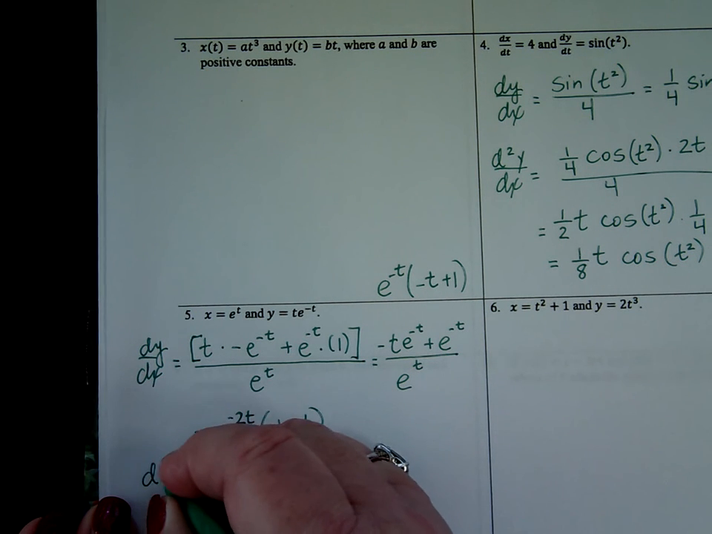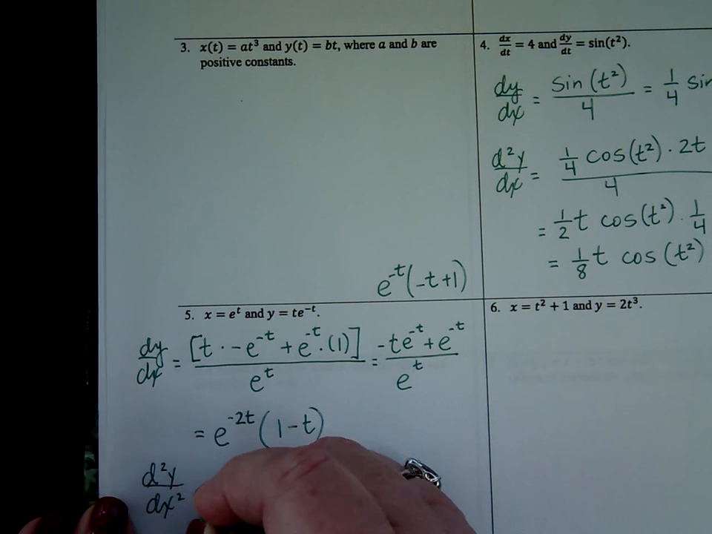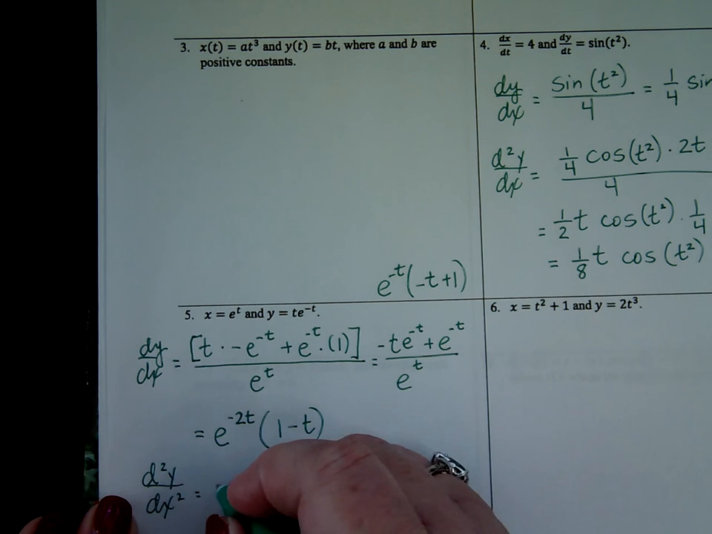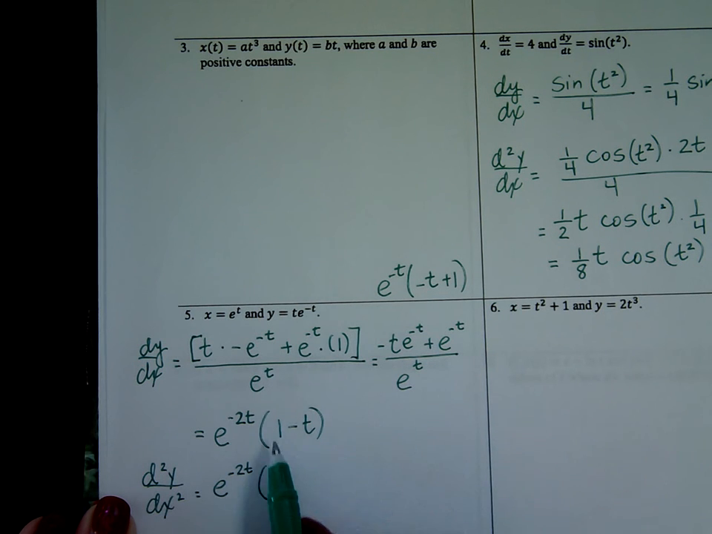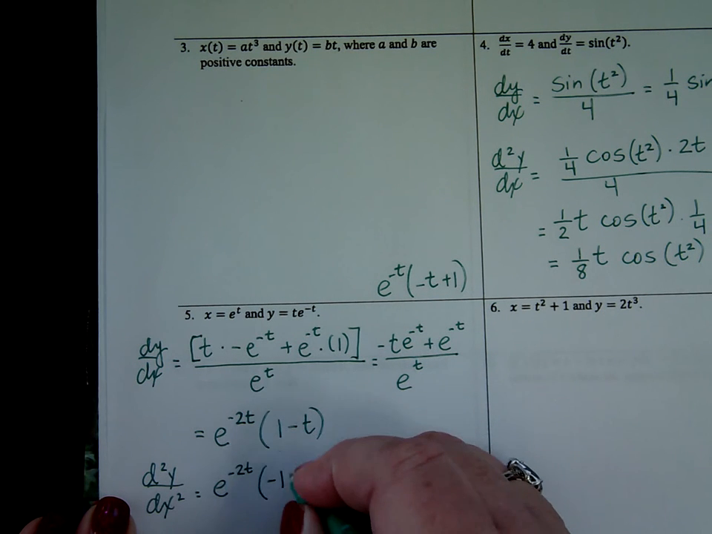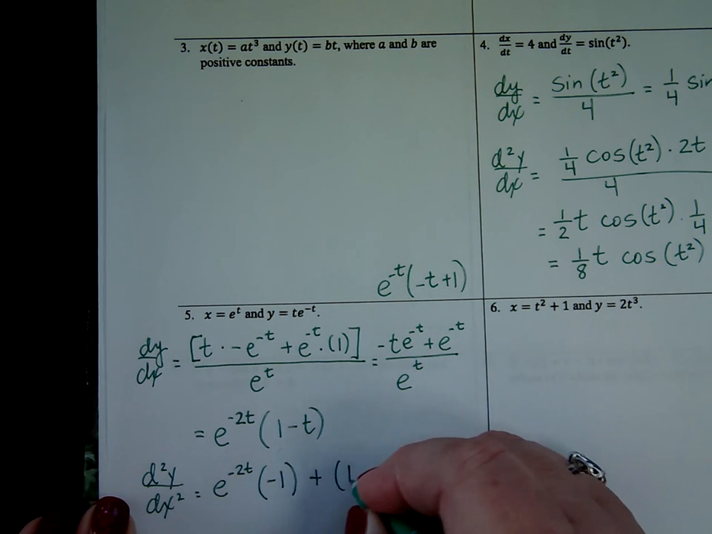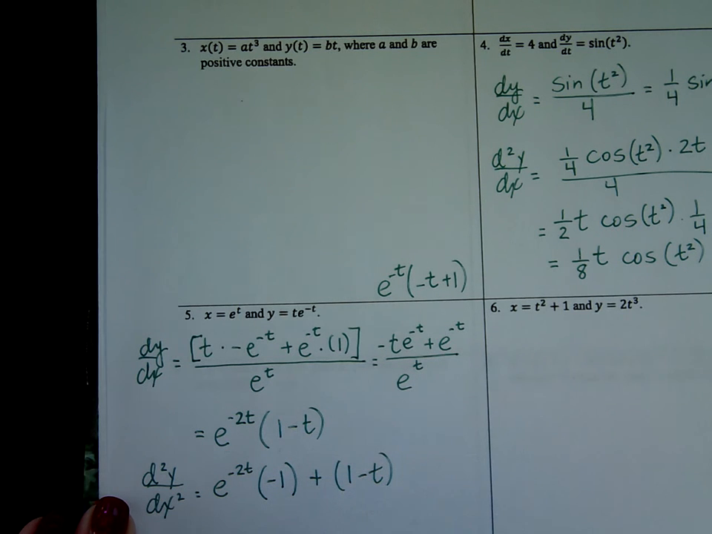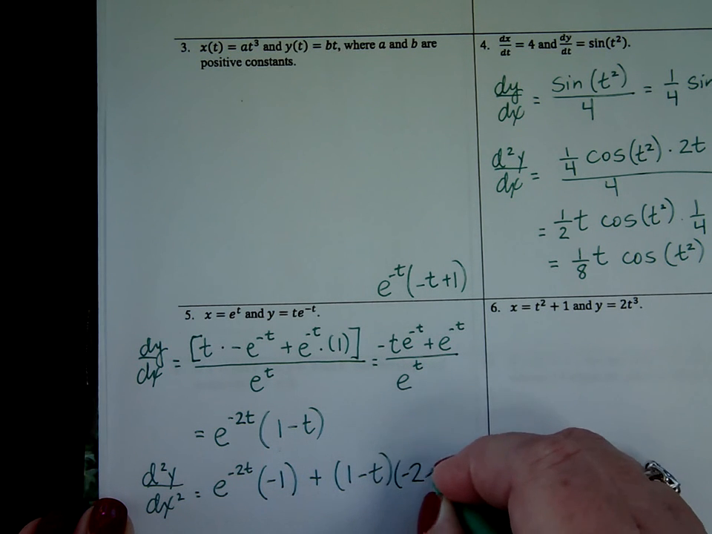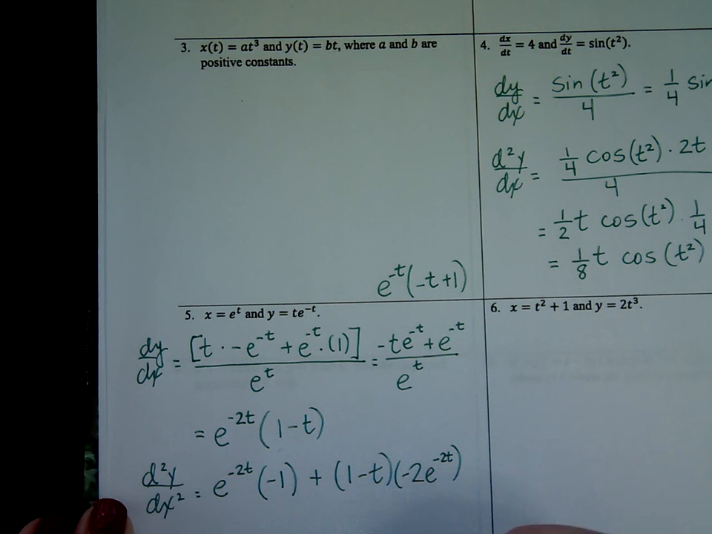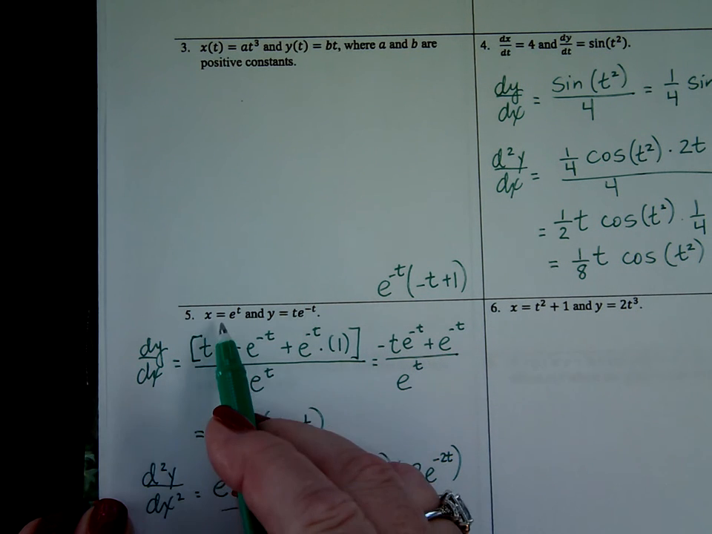d squared y over dx squared. All right, so first, e to the negative 2t times the derivative of the second. Well, the derivative in here is a negative 1, plus the second, 1 minus t, times the derivative of the first. Derivative of the first is a negative 2 e to the negative 2t. That's all my first derivative, and all of that is over my derivative of x, which is e to the t.